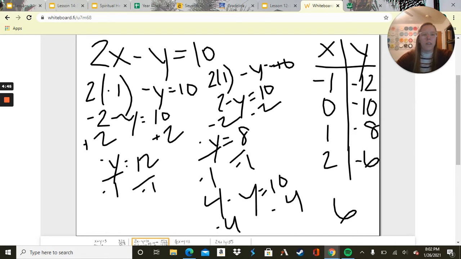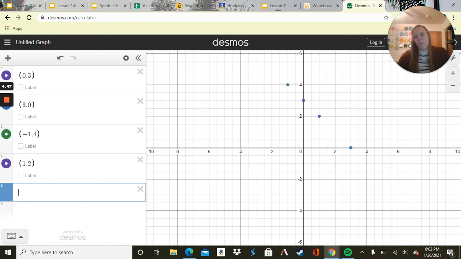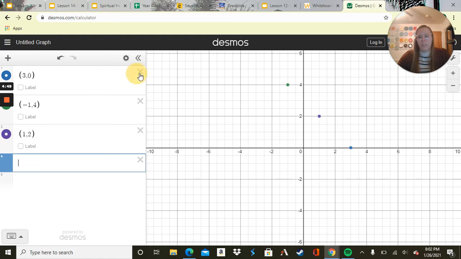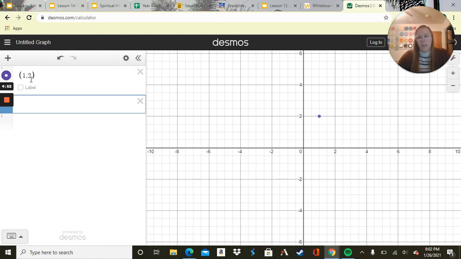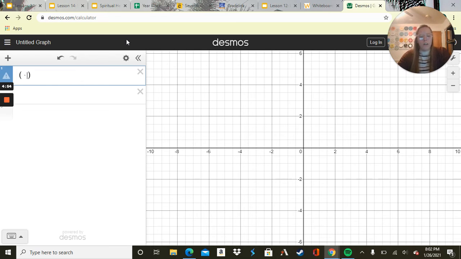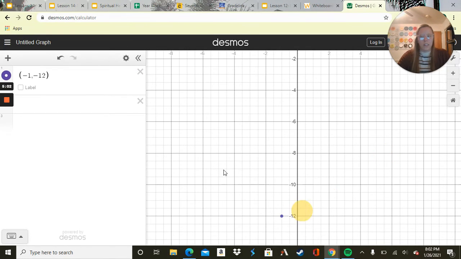Okay, we're going to graph those. So we're just going to get rid of these points. So we have -1, -12. I'll scroll down there so you can see it, okay? Next, we had 0, -10.